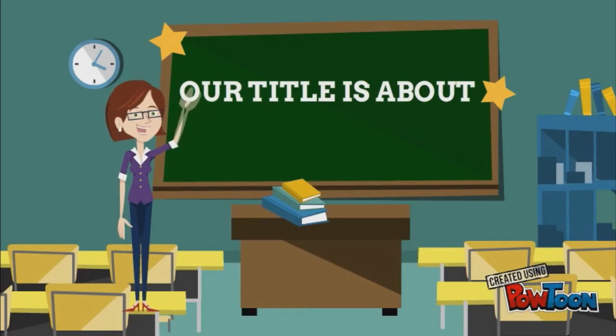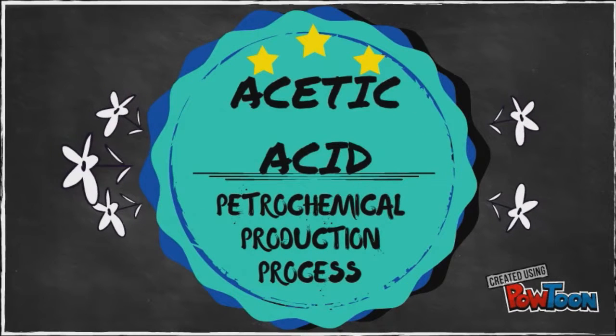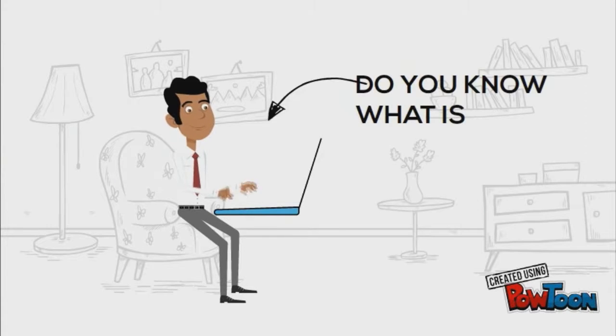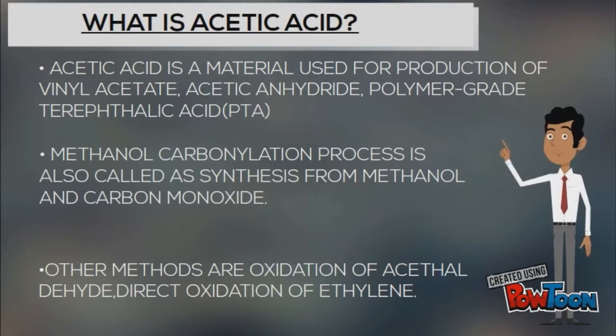Our title is about acetic acid. Do you know what is acetic acid? Acetic acid is a material used for production of vinyl acetate, acetic anhydride, polymer grade terephthalic acid (PTA). Methanol carbonylation process is also called as synthesis from methanol and carbon monoxide. Other methods are oxidation of acetaldehyde, direct oxidation of ethylene.